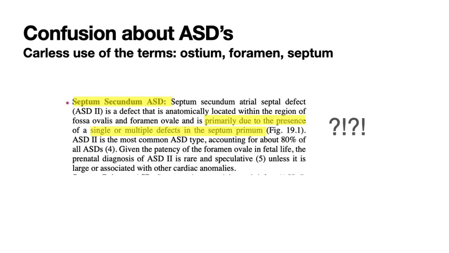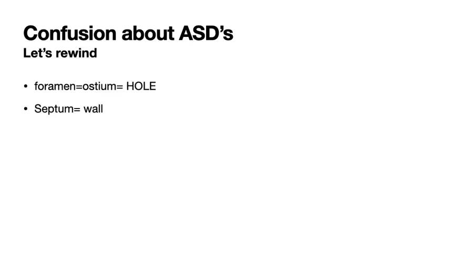Now, one of the reasons for confusion when it comes to ASDs is that all sorts of names are used, and they're kind of used carelessly. Here's a paragraph right out of Abu Hamid's book, and they're talking about the septum secundum, and they say that the septum secundum is primarily due to a presence of a defect in the septum primum, that's kind of confusing. So let's rewind, start from the beginning.